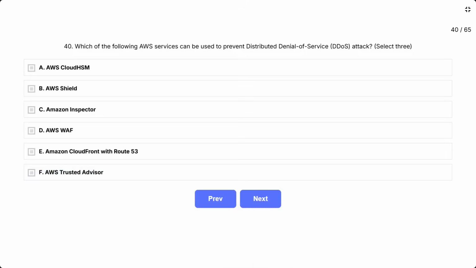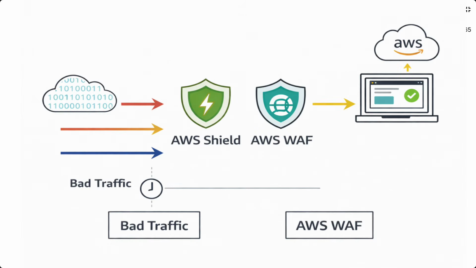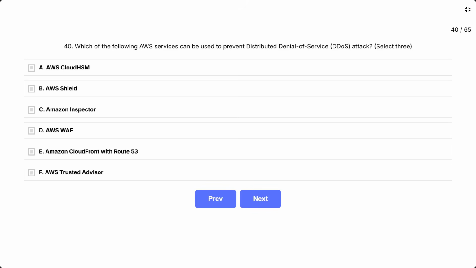Question 40. Which of the following AWS services can be used to prevent distributed denial of service (DDoS) attacks? Select 3. A, AWS CloudHSM. B, AWS Shield. C, Amazon Inspector. D, AWS WAF. E, Amazon CloudFront with Route 53. F, AWS Trusted Advisor. This question is asking which services help protect applications from DDoS attacks, especially web apps exposed to the internet. In simple terms, which AWS tools help absorb, filter, or block huge amounts of bad traffic so your app stays online? The correct answer is B, AWS Shield.